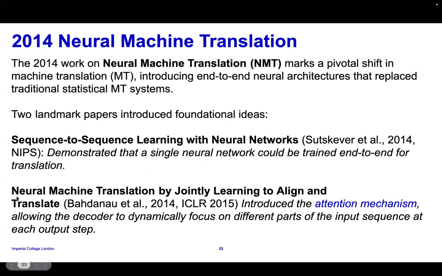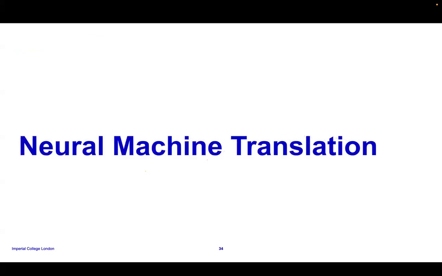And also another paper, Neural Machine Translation by Jointly Learning to Align and Translate, introduced the attention mechanism. Engineer, I think you asked this question: putting together the Seq2seq architecture with the attention mechanism is what actually works. That's what made things really different in those years. So yeah, that's neural machine translation.